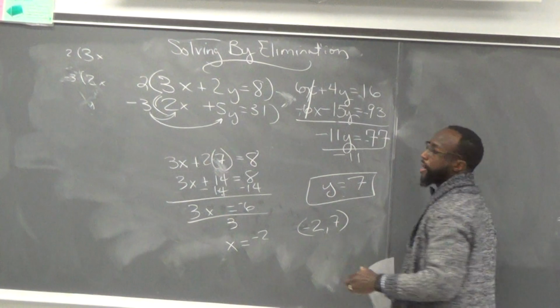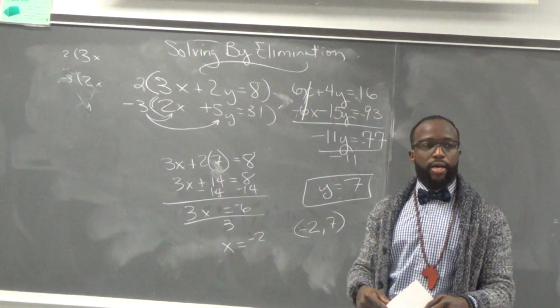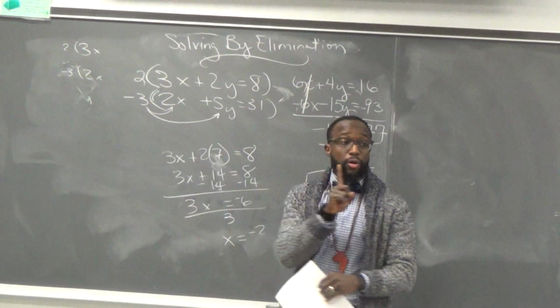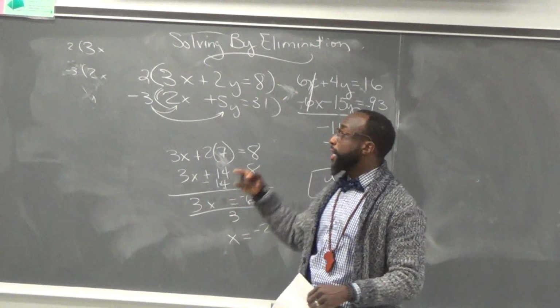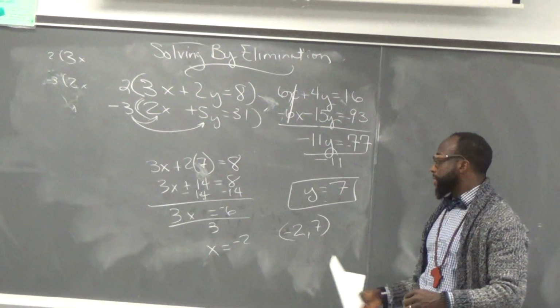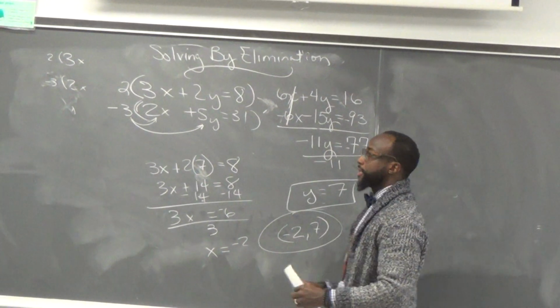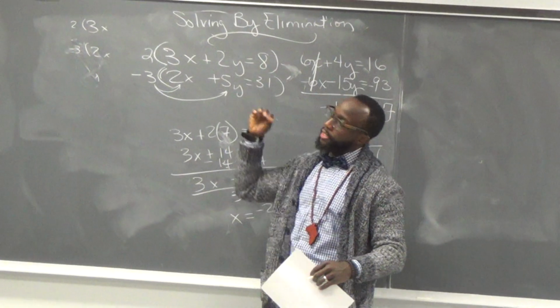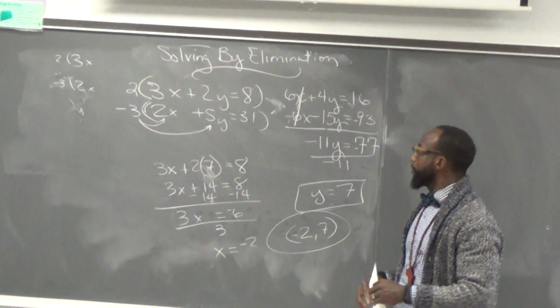In the first example, you only had to distribute a number through one equation. In this example, you had to distribute through both, the top and the bottom. And so this is the elimination method. You have to make sure you can find something to eliminate, either the x or the y. And then you just go through it from there. You do the math after that.